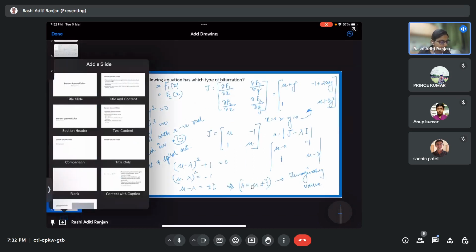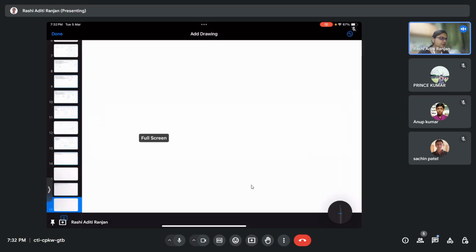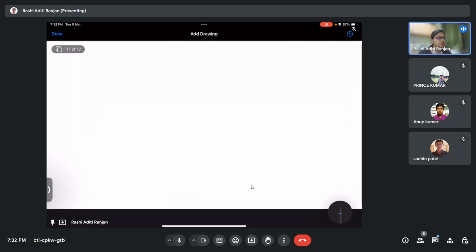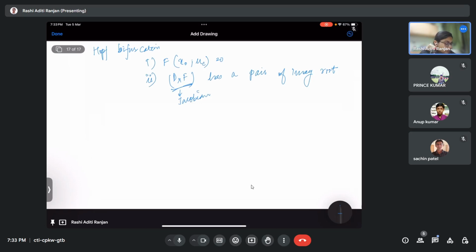If you remember, in the lecture there were three conditions discussed for Hopf bifurcation. Not conditions actually, there were two conditions, but yeah, three conditions I would say. We'll just see whether it satisfies them or not. The first one was that f at x naught and mu c should be equal to 0, which is satisfied, because after equating it to 0 only, we got the value of x naught. The second one is that your dxf, essentially the Jacobian, has a pair of imaginary eigenvalues, which is true in our case.